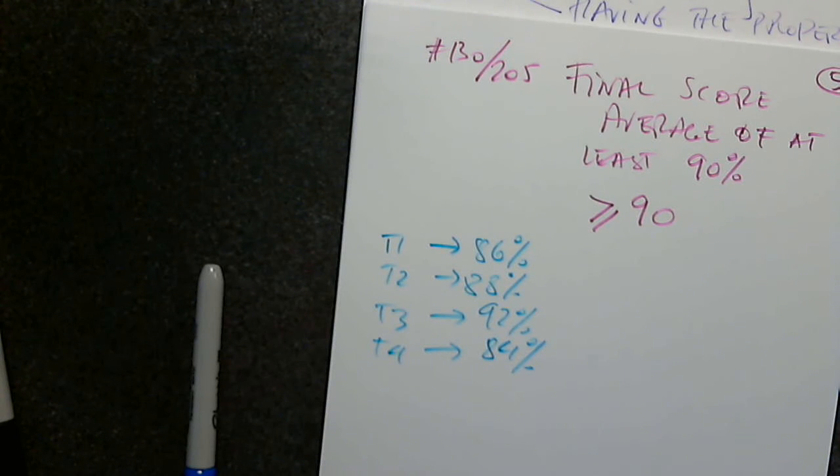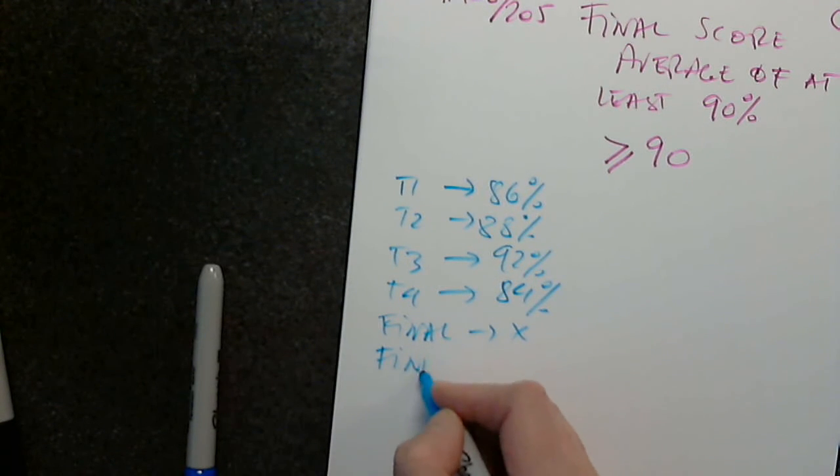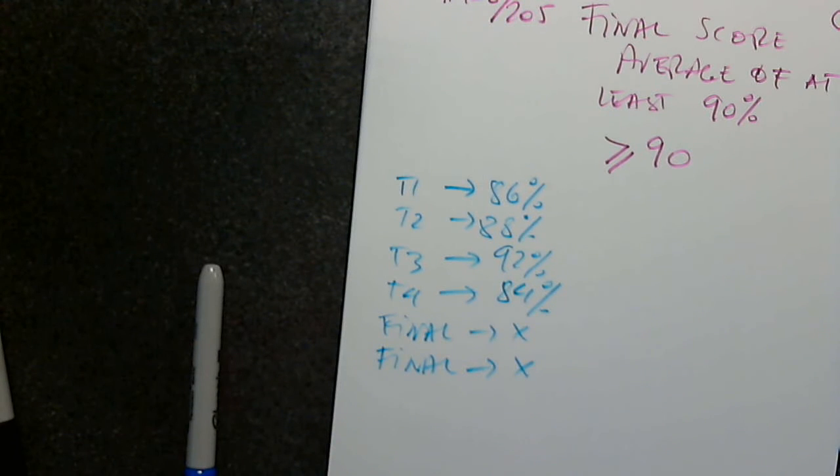If the final examination counts as 2 grades, so the final is X, and it counts twice, so final X. What must you get on the final to earn an A in the course?